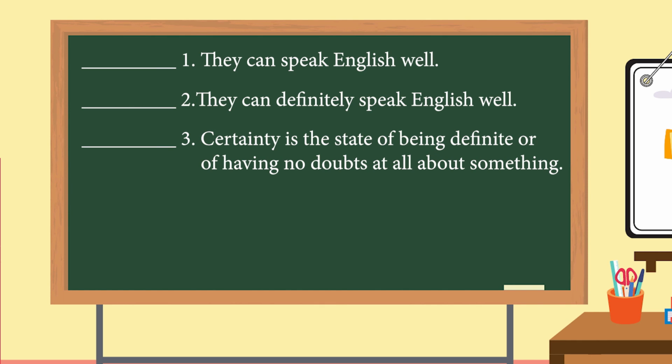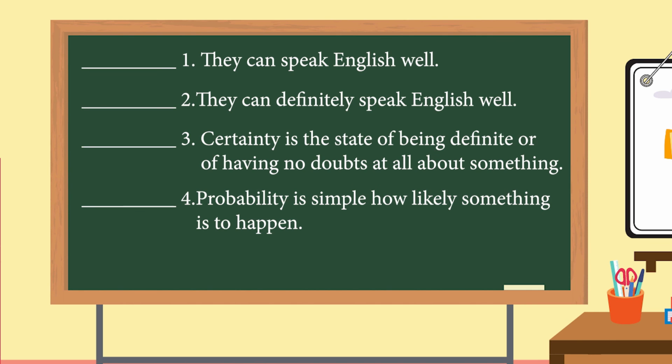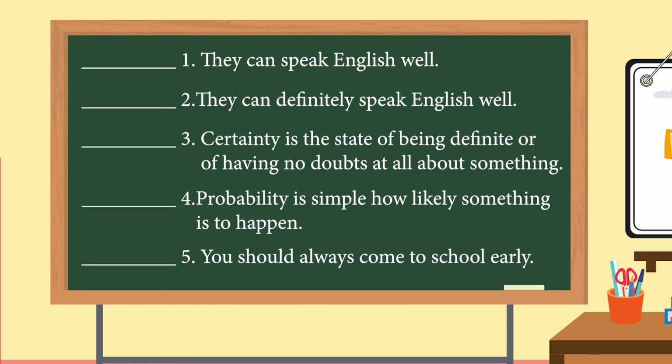Number 3. Certainty is the state of being definite or of having no doubts at all about something. Number 4. Probability is simple, how likely something is to happen. Number 5. You should always come to school early. In your next lesson, expect to learn more.